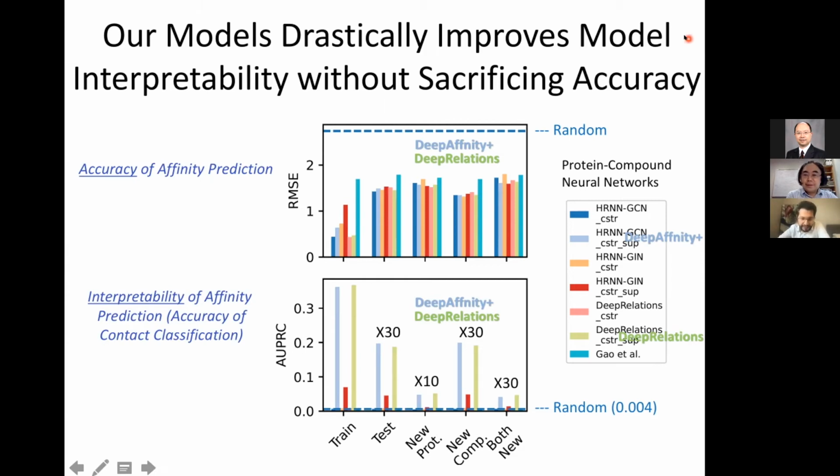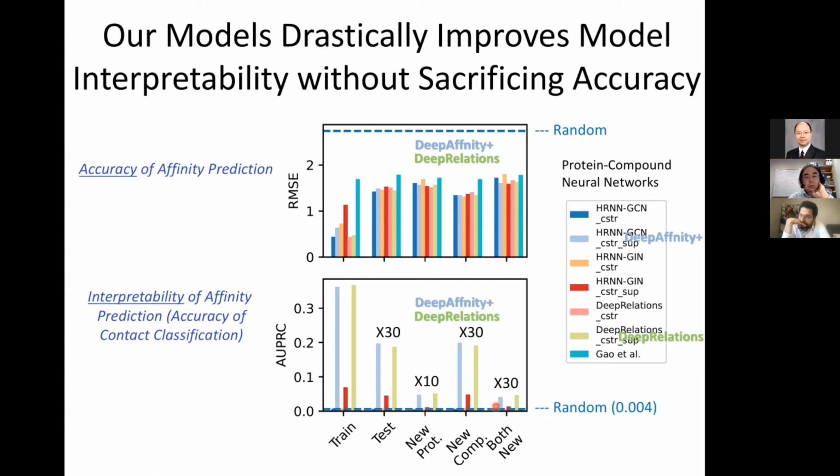I apologize for the audio quality. But now we are assessing the new models against the different sets, again with both the accuracy of affinity prediction and interpretability. You see that the accuracy level was like before, but the blue color DeepAffinity Plus and the green color DeepRelations now have much better interpretability than before, like 10 times compared to before. The baseline was here. So this is the conclusion.